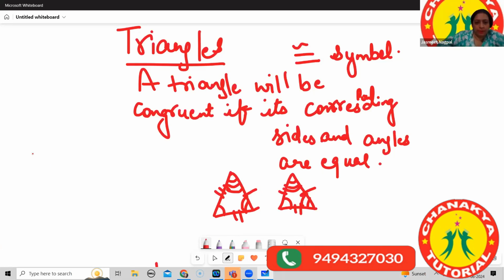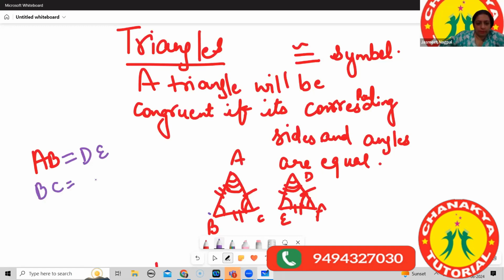Means what are the possibilities? The possibilities are, labeled this one ABC and DEF. Okay, so the possibilities are AB is equal to DE, BC is equal to EF, AC is equal to DF. These three possibilities are there.